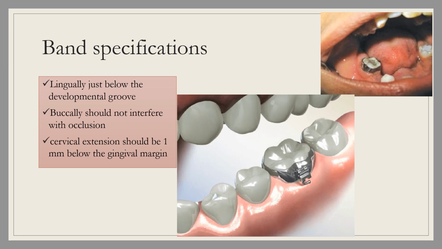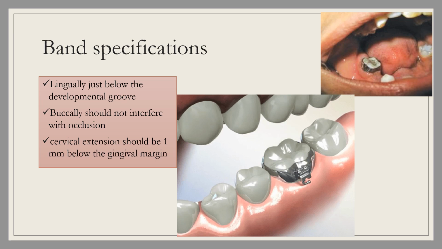The final banding will be done after the festooning and trimming, and this is how the band should ideally be. Lingually, it should be just below the developmental groove, and buccally it should not interfere with the occlusion. The cervical extension should be 1 mm below the gingival margin, and lingually also 1 mm below. Proximally, it should be 1 mm below the marginal ridges, and gingivally it should extend 1 mm below the gingival margin.